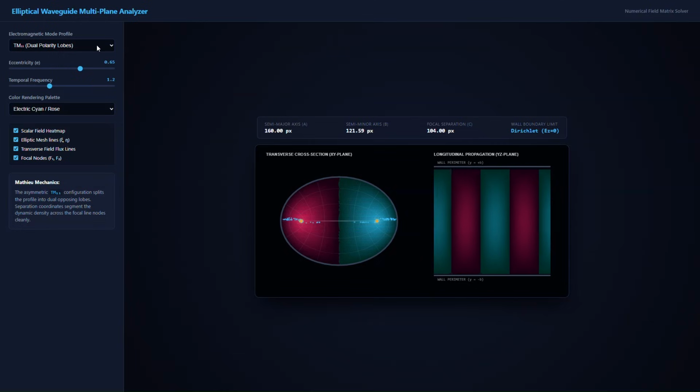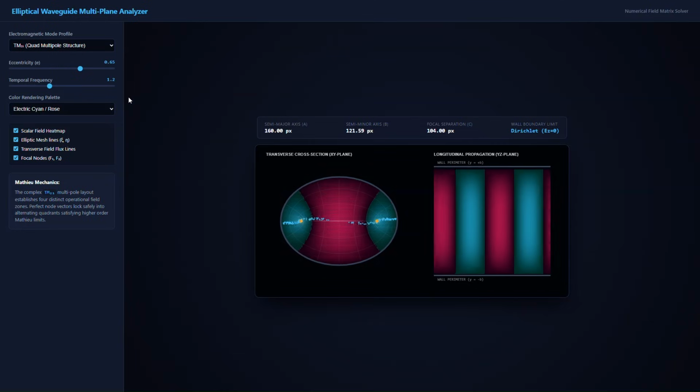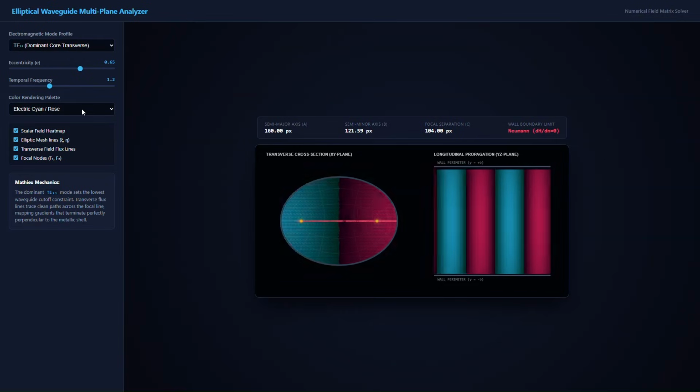This dual-plane visualization effectively demonstrates how structural eccentricity scales focal configurations and couples wave mechanics within bounded environments.